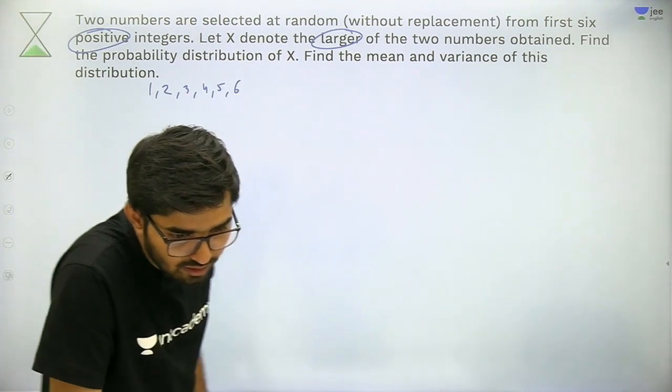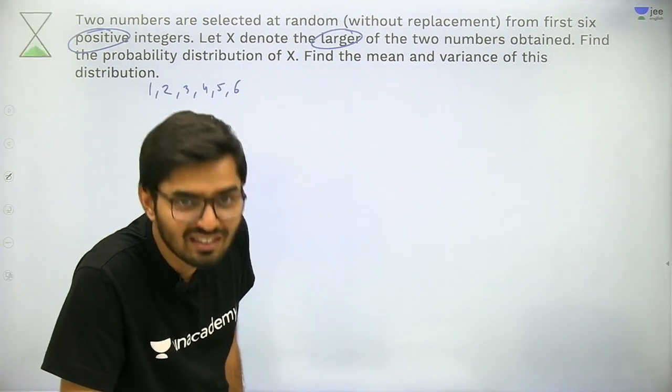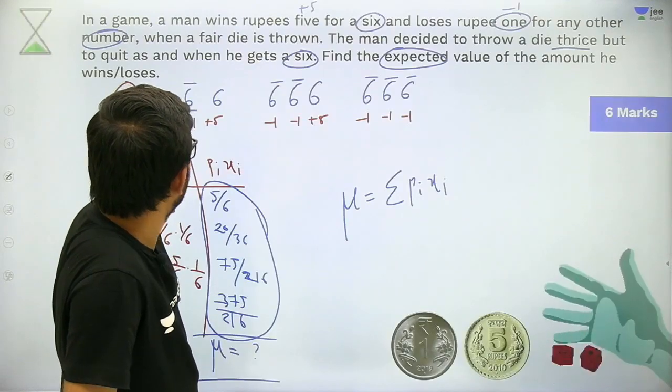Sir, not understood, please help. Which question? Previous one? This one?